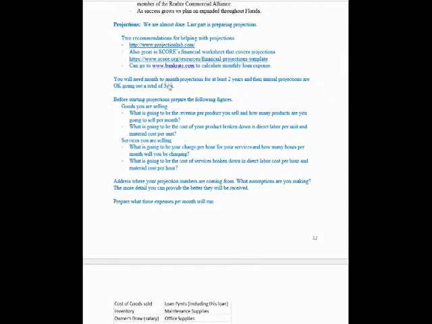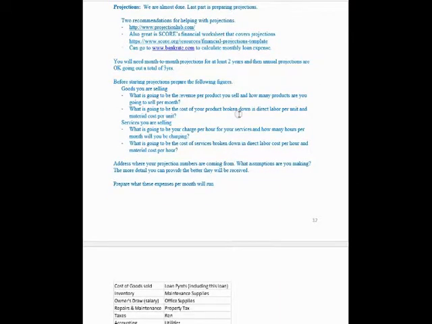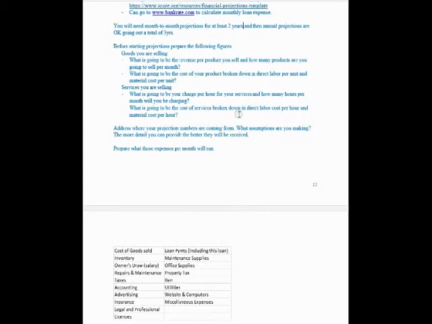Before you start the projections, there are a lot of things you are going to need to get together. What goods are you selling? What is going to be the revenue per product you sell, and how many products are you going to sell per month? This is going to affect your revenue, so you want to make sure that you're putting that down on the business plan and that it makes sense. And what's going to be the cost of your product, broken down into direct unit labor and material cost per unit? This way, as you're growing your sales, those figures are increasing as well. Everything, like I said, needs to make sense to the lender.